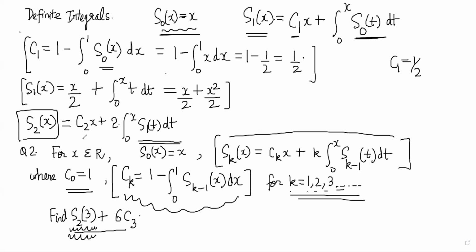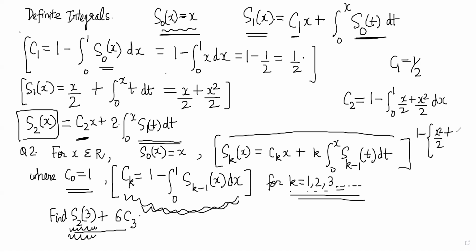So to find this out, I need C2, and C2 will come from here, right? C2 is equal to 1 minus integral 0 to 1 S1 of x, and S1 of x is x by 2 plus x squared by 2, dx, right? So this is x squared by 2 plus x cubed by 6 from 0 to 1. So this becomes 1 by 2 plus 1 by 6, 1 minus this. So this is half minus 1 by 6. So that is 3 by 6 minus 1 by 6, 1 by 3 is equal to C2.